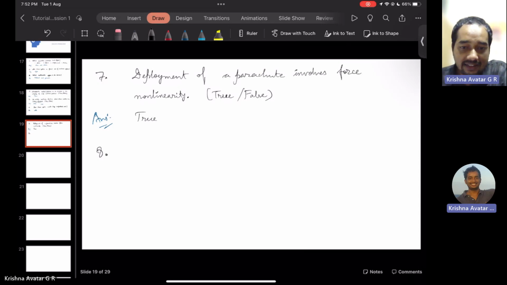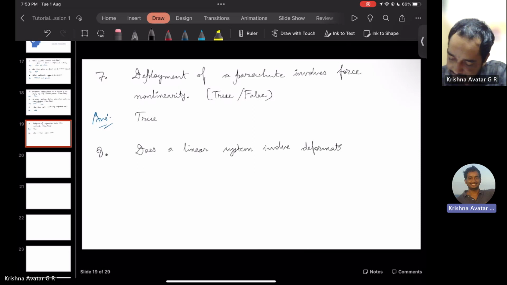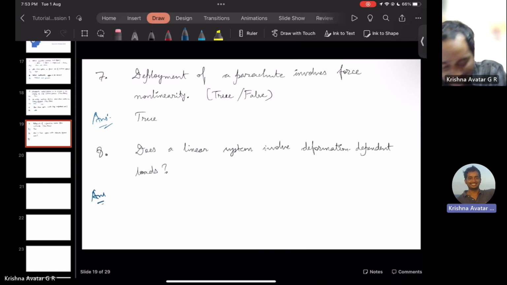Let me just think of a question. Does a linear system involve deformation dependent loads? What would be the answer?